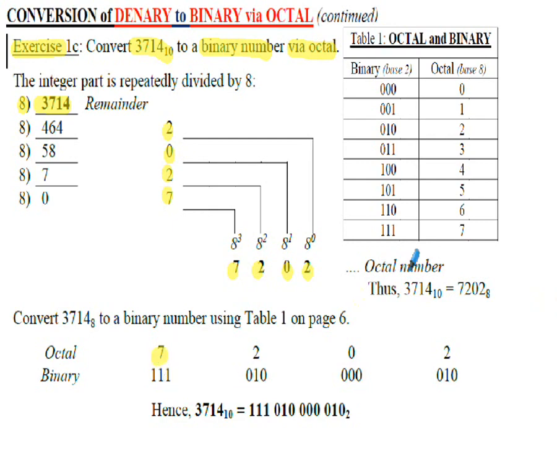7 in octal from table 1 is 111 in binary, so we simply write 111. 2 in octal gives us 010 in binary. 0 in octal is 000 in binary, and 2, as we said before, is 010 in binary. So in other words, 3714 in base 10 is written as 111 010 000 010 in binary.